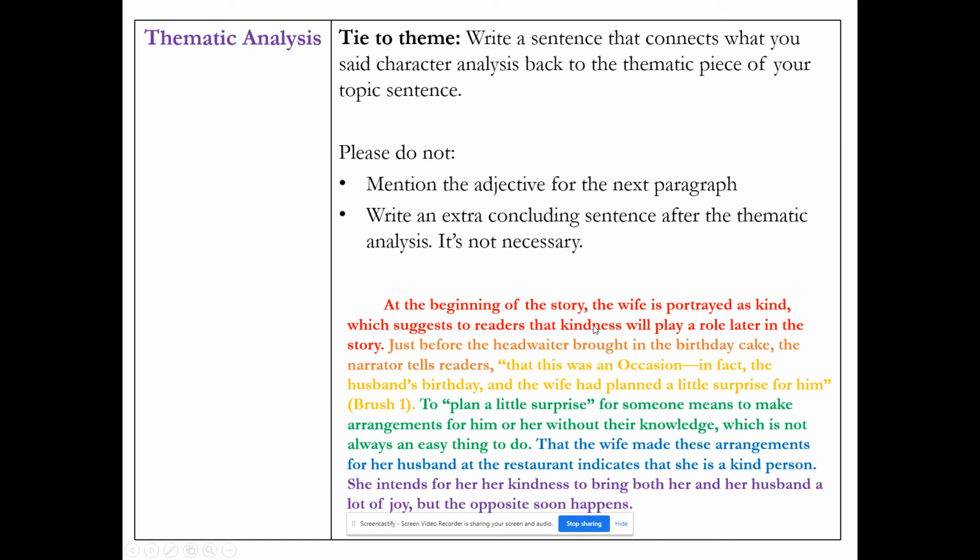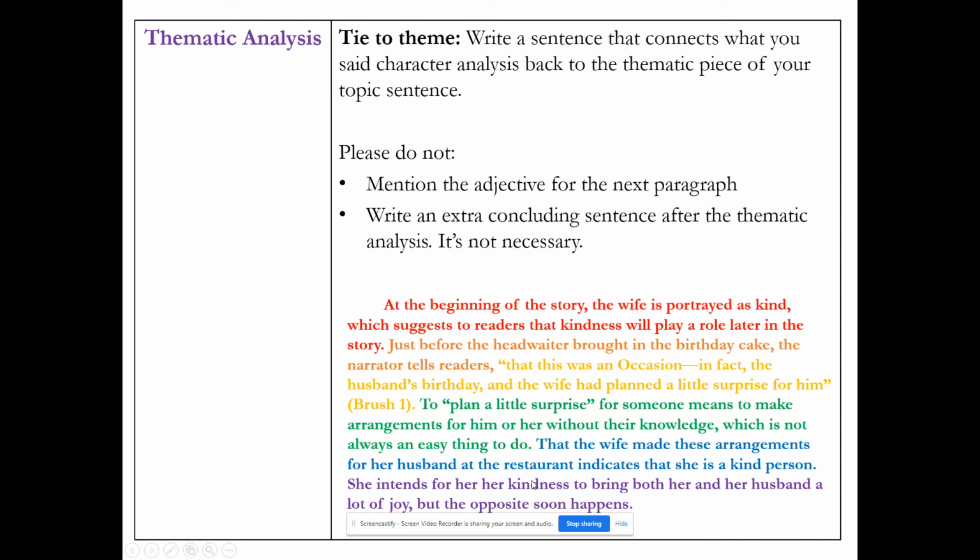I'll start with the word analysis here. To plan a little surprise for someone means to make arrangements for him or her without their knowledge, which is not always an easy thing to do. That the wife made these arrangements for her husband at the restaurant indicates that she's a kind person. She intends for her kindness to bring both her and her husband a lot of joy, but the opposite soon happens. So here, it's just like acknowledging the role of this particular moment, right?